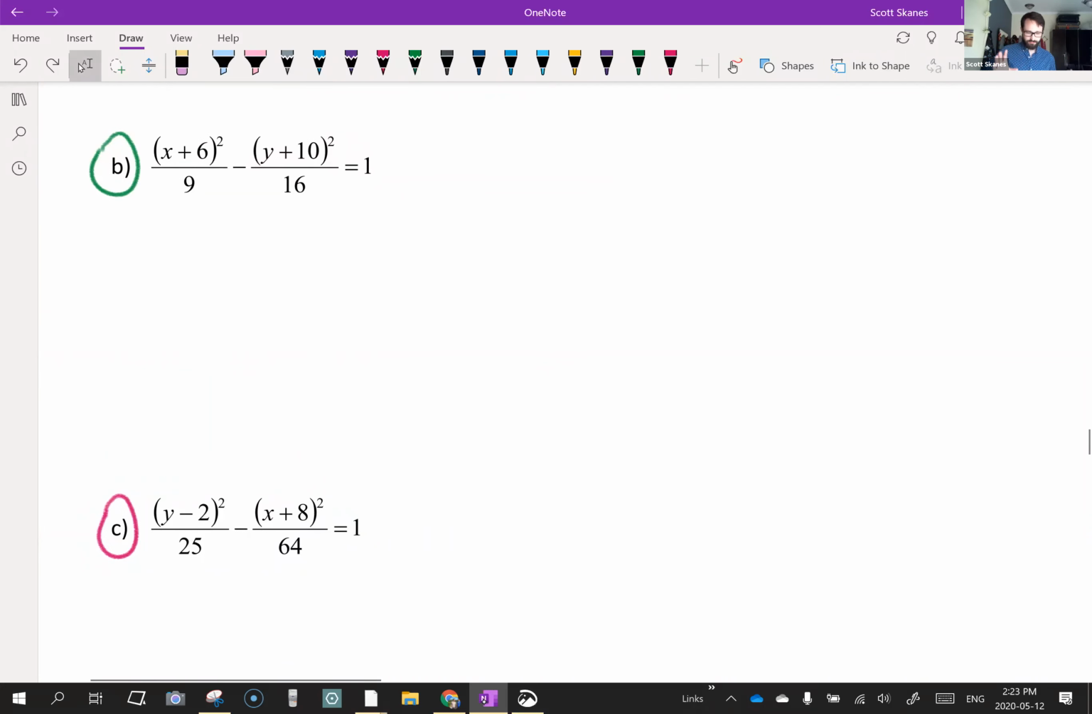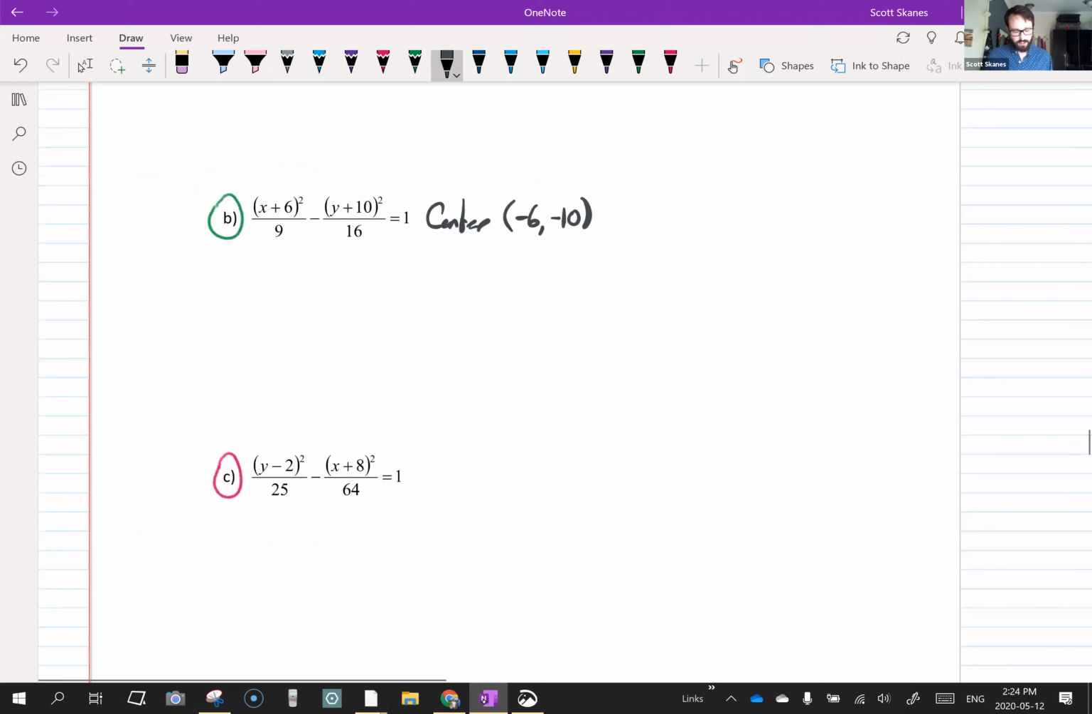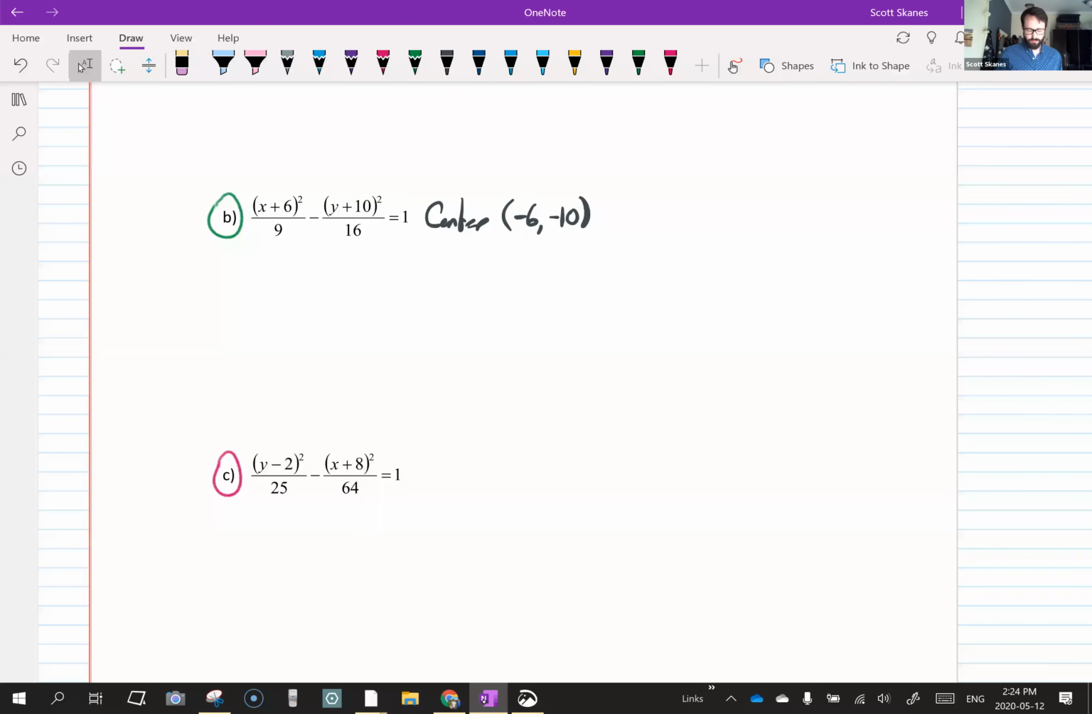Okay, first things first. We need to get everything about this: vertices, center, co-vertices, and so on. So let's do that. First things first, we know that the center is going to be 6. Oops, I already made a mistake. The center is at -6 and -10. That's the exact same thing we did yesterday, so I shouldn't have to explain that.